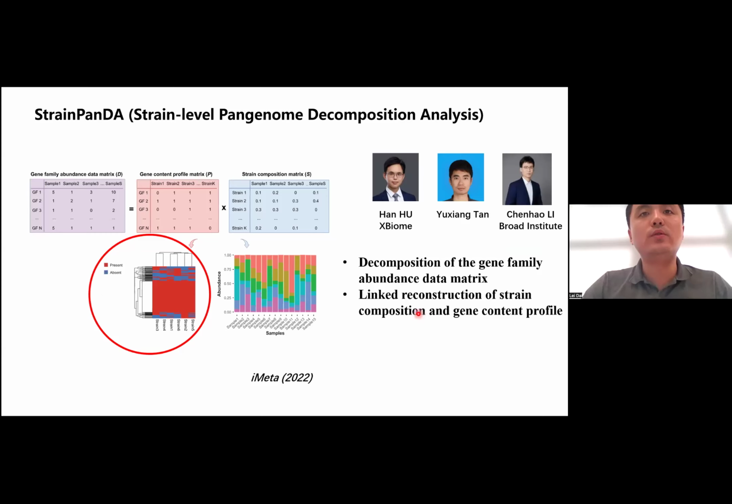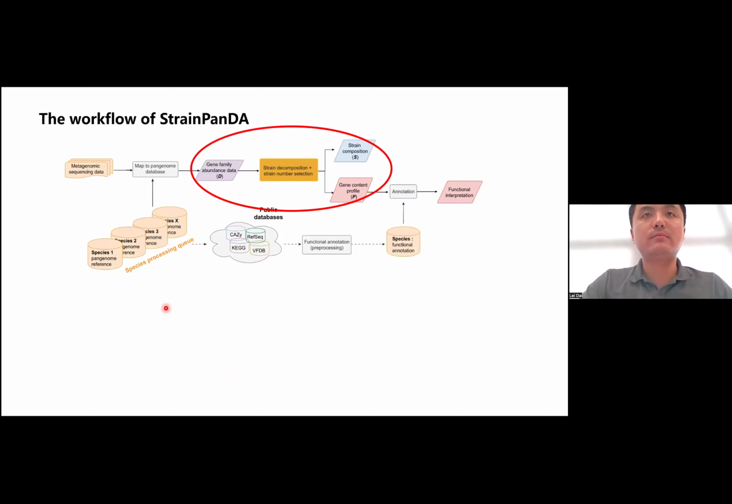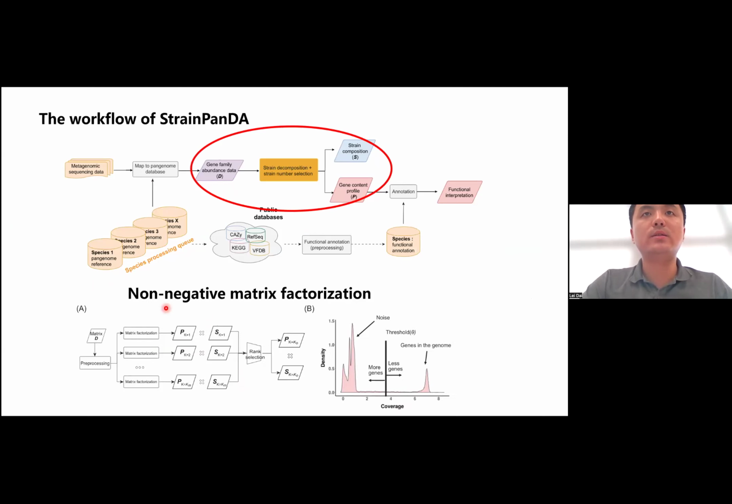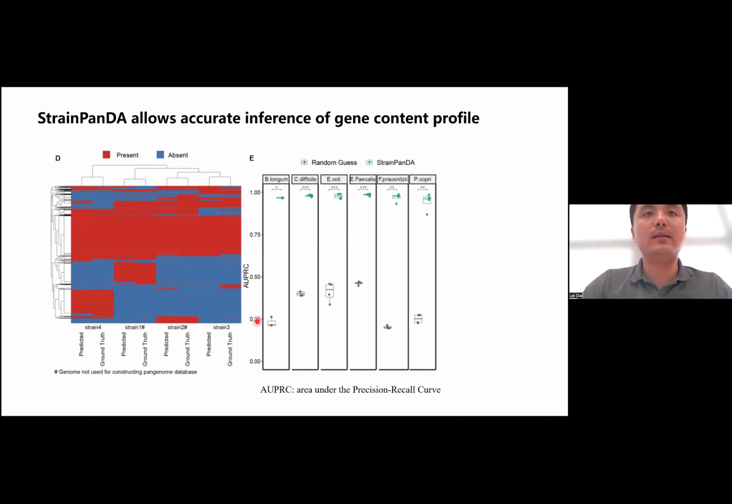So this tool that we developed and published in 2022 on iMeta, which is a new journal on bioinformatics and metagenomes. We use non-negative matrix factorization to decompose the metagenome pangenome. And so we can have both the strain level composition as well as the gene content profiles. So I'll skip the details to show you an example. These are simulated data, which we just show that it's very accurate.